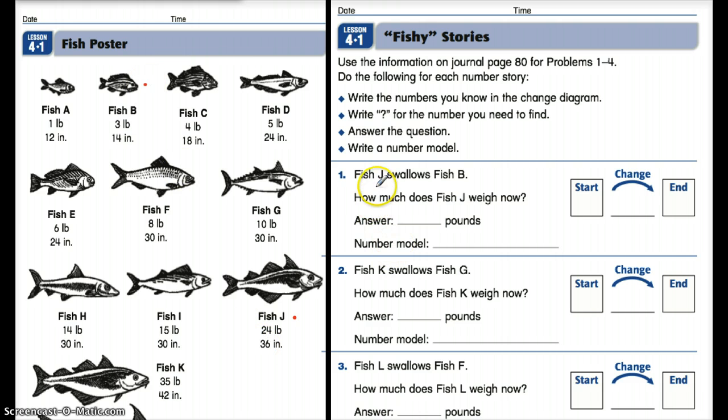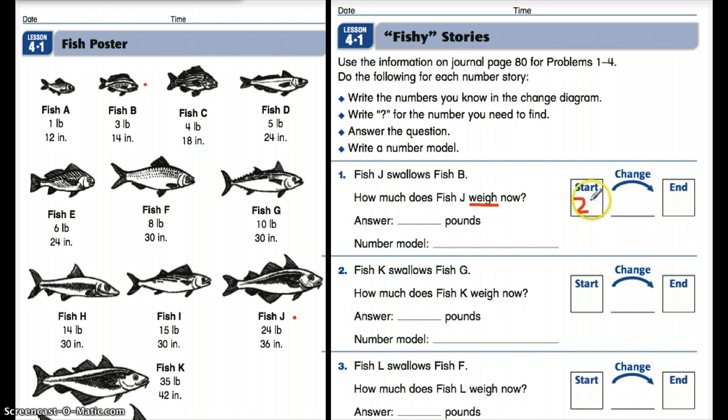Okay? So let's look here what we have. How much does fish J weigh now? Well, we don't know for sure. Let's look at the diagram. We are starting with fish J, right? And the question is, how much does he weigh? So we need to look at the pounds that fish J weighs. So starting with fish J, how many pounds do we have? Fish J is 24 pounds, okay?